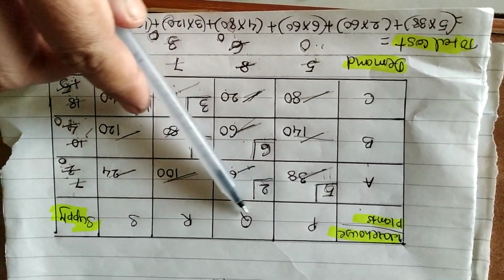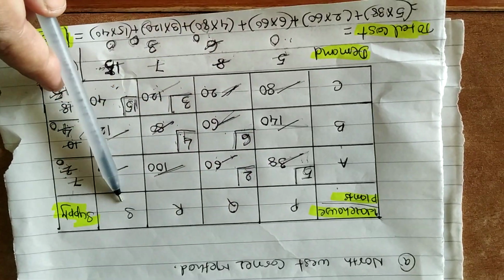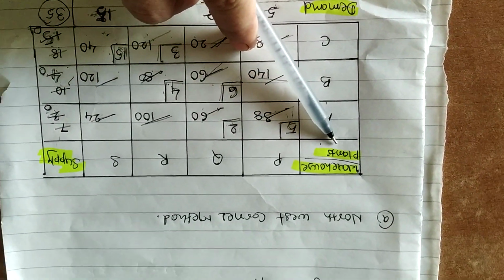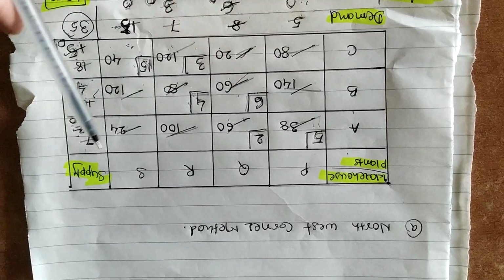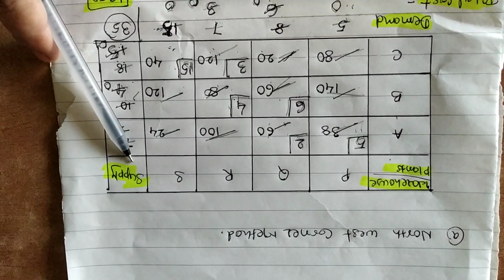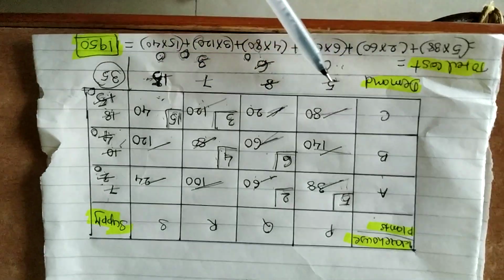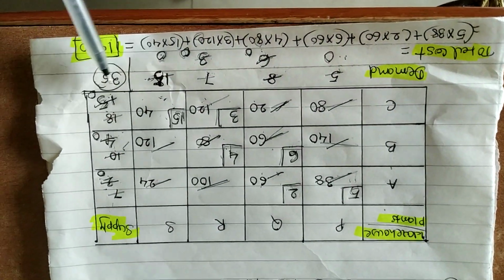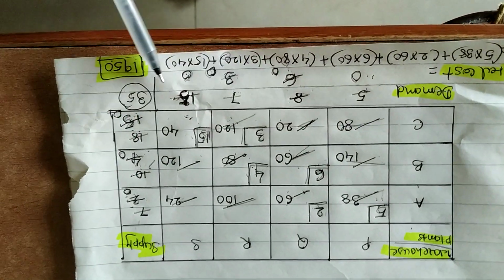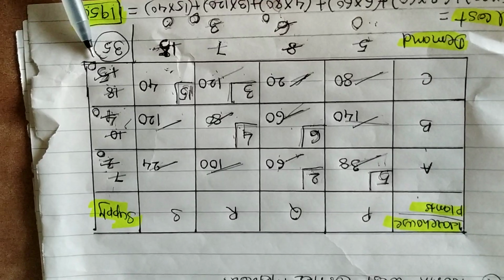First of all, these are the allocated values you have been given. These are the 4 warehouses P, Q, R, S, and these are the 3 plants A, B, C. This is the supply and this is the demand. The supply is 7, 10, 18, a total of 35. The demand is 5, 8, 7, 15, a total of 35. Supply equals demand, which means this is a balanced problem.